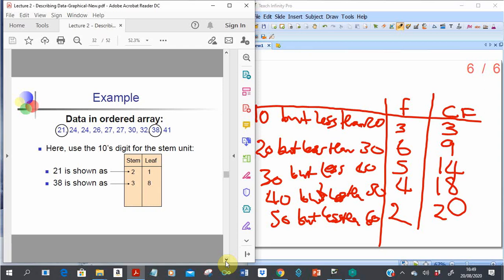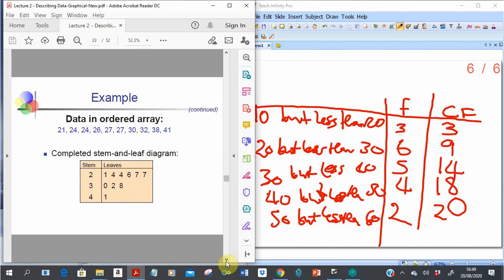So for 21, 2 becomes your stem, 1 becomes your leaf. For 38, 3 becomes your stem and 8 becomes your leaf. So the whole data set will be represented in that way. So that will be our stem and leaf plot.